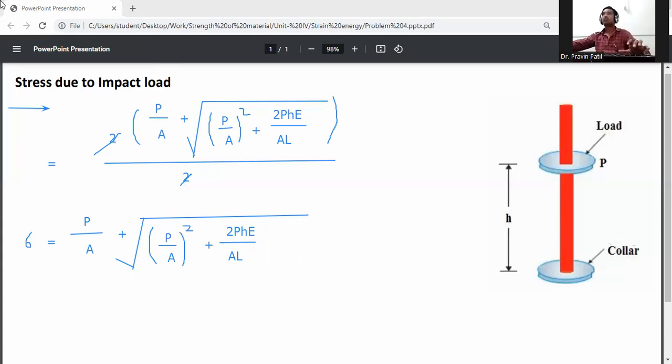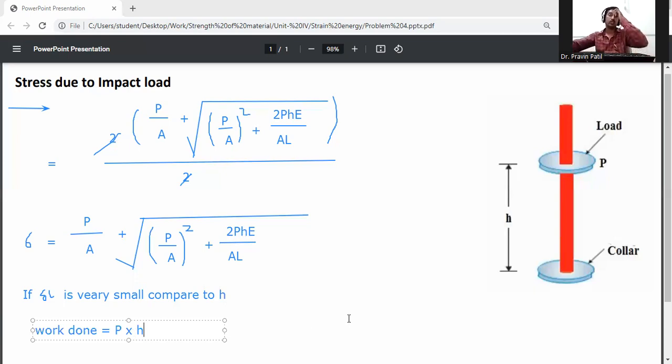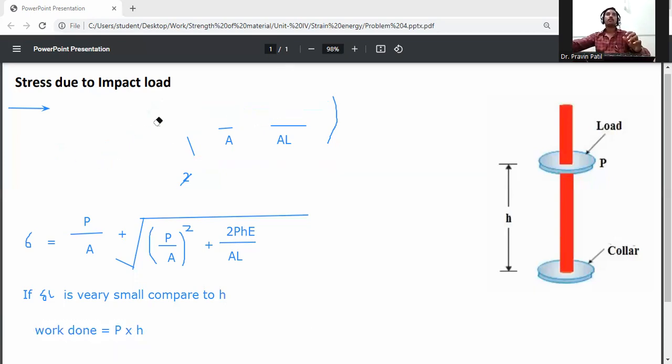Okay. So next, if delta L is very small compared to the fall of height H, then work done is equal to P into H.